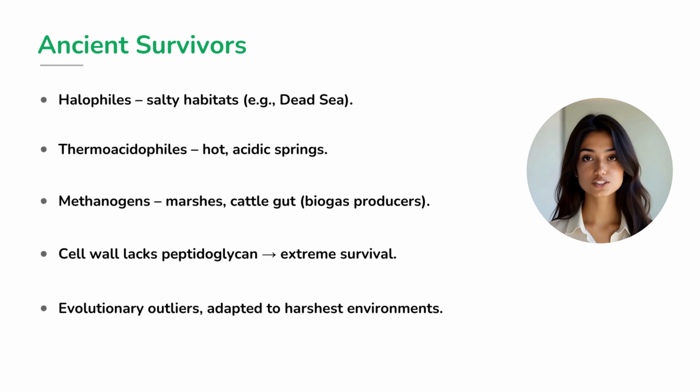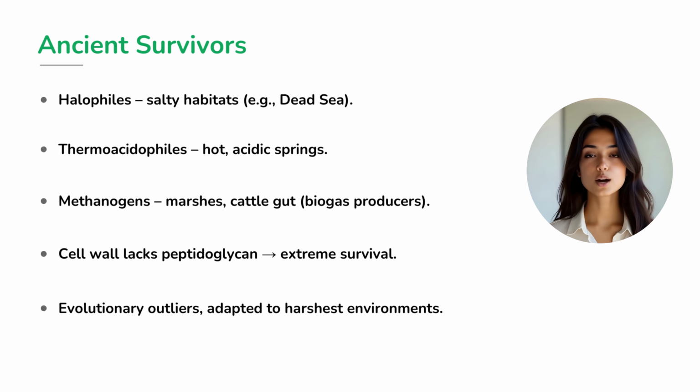Now, let's focus on a fascinating subgroup, Archaebacteria. These are ancient bacteria that survive in extreme environments. They're classified into Halophiles, which thrive in salty environments like the Dead Sea. Thermoacidophiles live in hot, acidic springs. Methanogens are found in marshy areas and ruminant guts. Here's a practical example. Methanogens in cow dung help generate biogas, an important source of renewable energy.